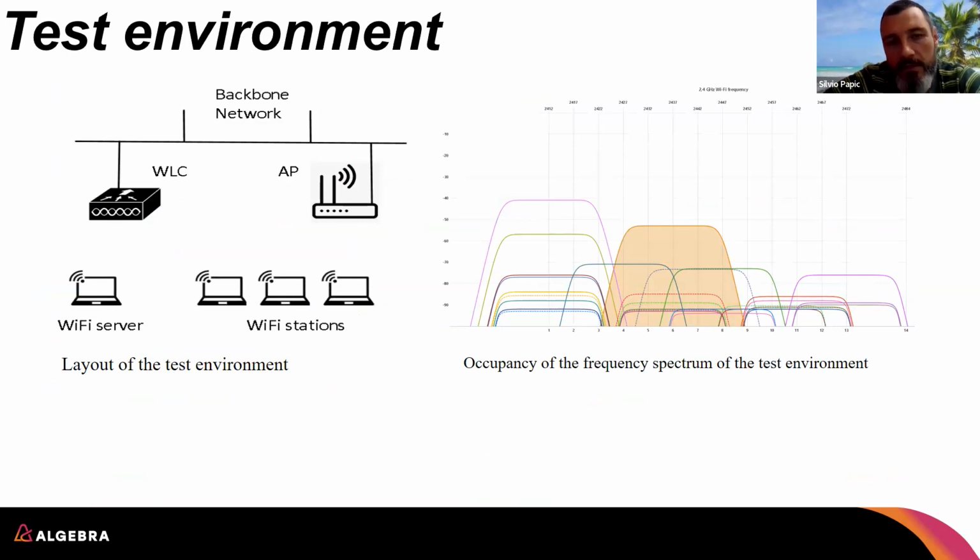Okay, so this was our test environment. We connected a wireless LAN controller, which is managing the access point. We have a server that streams multicast traffic, and then some wireless devices like laptops that can see this traffic. The right side of the screen is the frequency spectrum of our test environment, because this also is important. We tested this in an environment which has some other access points. So this is how it looked.